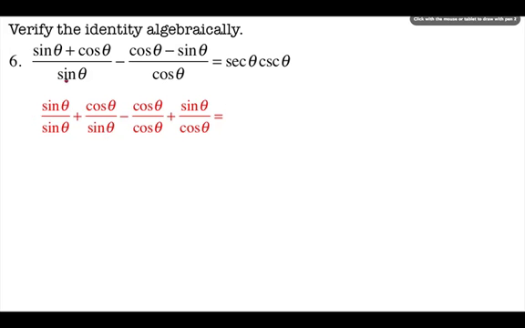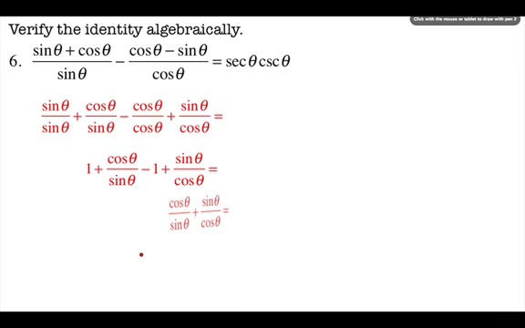So everybody gets sine theta here in the denominator, cosine of theta here. And what I did here, I distribute this negative, and that's why you see negative here, and this is why you see positive here. Now at this point, this is a 1, this is a 1. These two 1s go away.